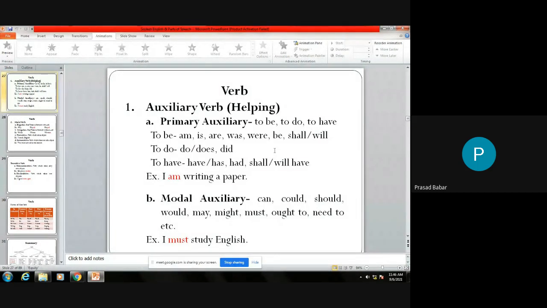Just a second. Shall and will don't come under the modal auxiliary. So can, could, should, would, may, might, must, ought to, need to, etc.